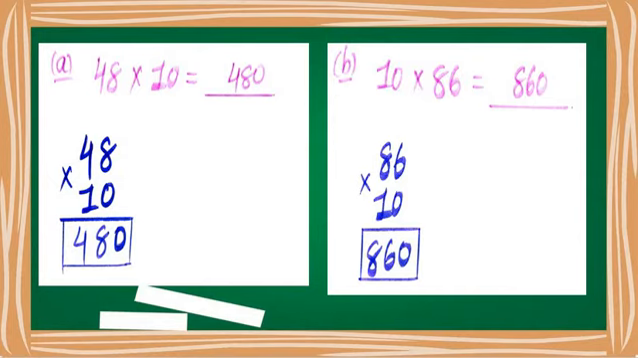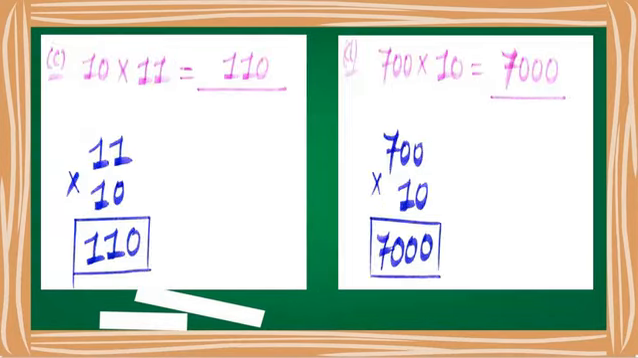Now we move on to question number C and question number D. Let's check here, all students, question number C and question number D. So question number C is what? 10 multiplied by 11. So what should we do, all students?